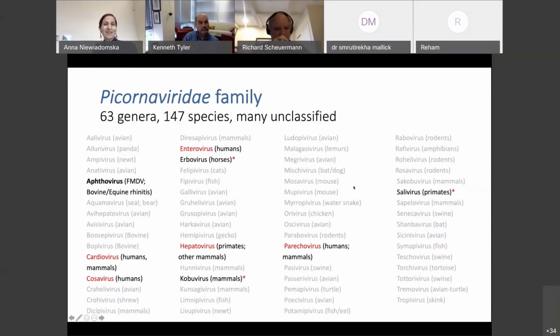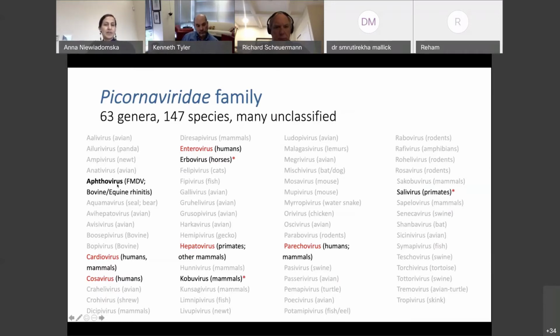So, as I mentioned, it's quite a large family. There's 63 genera that are known so far, and probably a lot more that we don't know yet. There's 147 species, many of which are still awaiting classification. I've highlighted the ones that we know the most about, basically. And the ones in red are those that infect humans, and I'll be discussing those a little bit more.